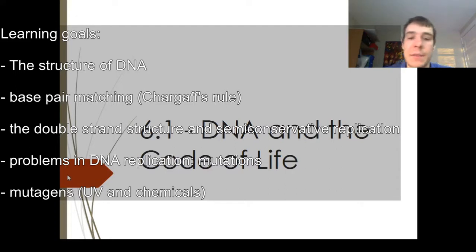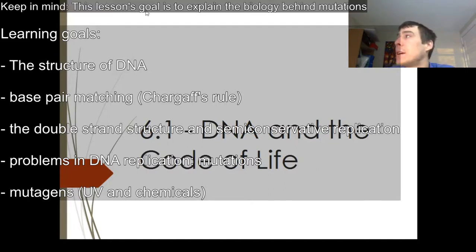And then we're going to get into the actual meat of the lesson, which is mutations. All of this background information is really just to explain why mutations occur. So that's going to be the keep in mind up here the entire time, right? We're learning all this just to explain how mutations occur and how UV and certain chemicals can cause mutations. You might have heard of carcinogens. We're going to try to explain the biology behind that.